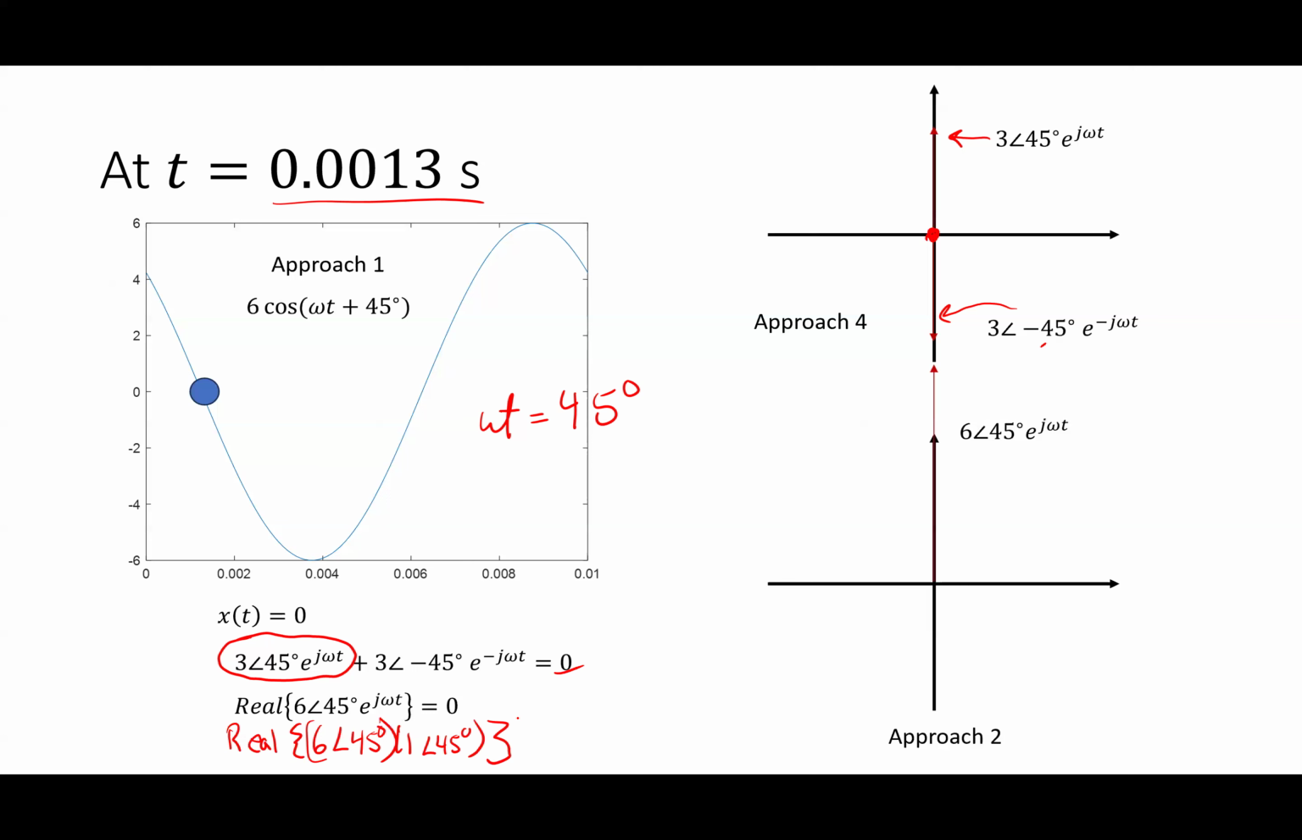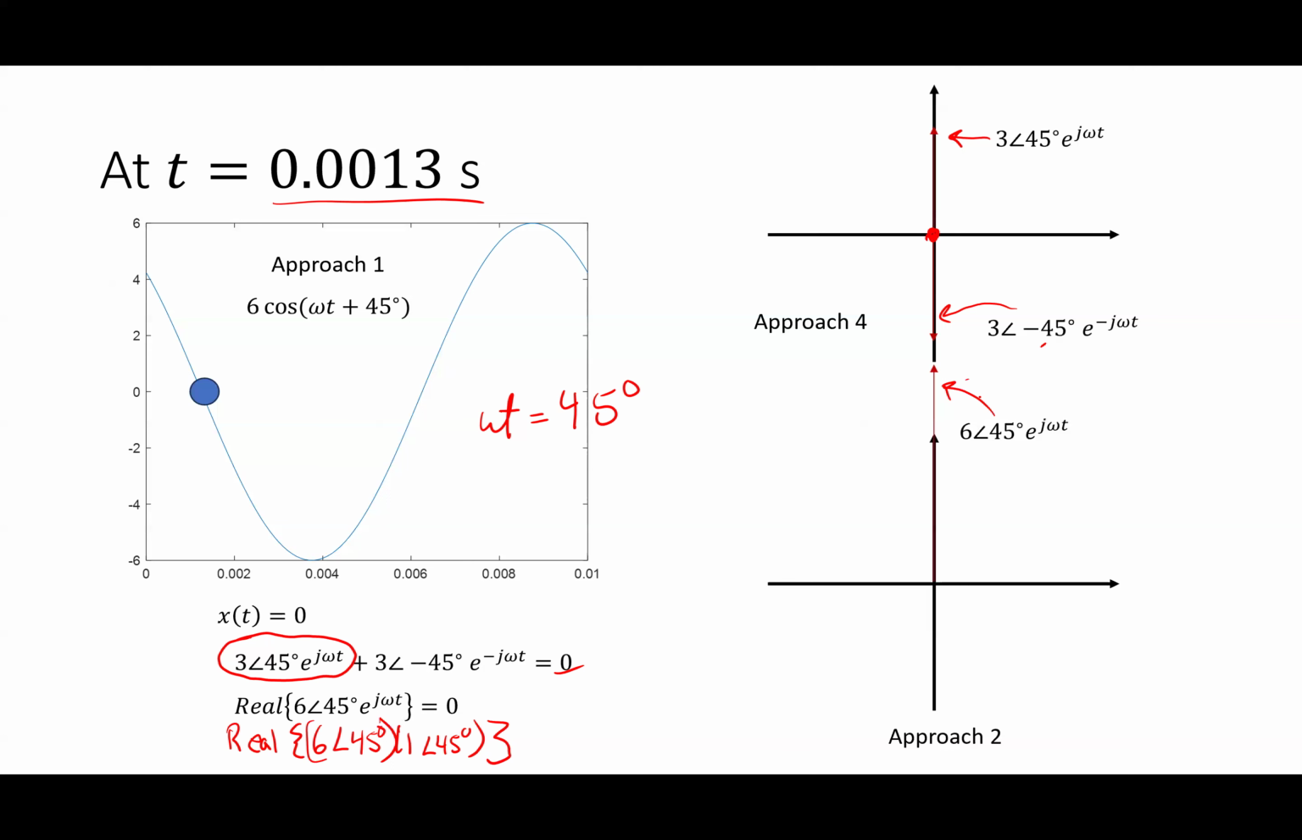Six angle 45 times 1 angle 45, what is that? 6 angle 90, exactly, right? So if I look at that, he's pointing, so here he is right here. He's pointing straight up, right? He's bigger than my axis. Does he have a real part? If I have a vector pointing straight up, I take the real part of that vector. What is the real part of the vector that points vertically up? 0, right? So it's following that.